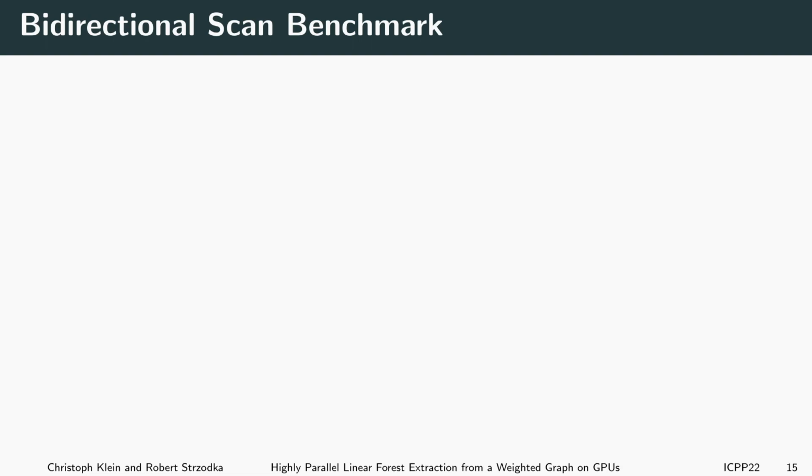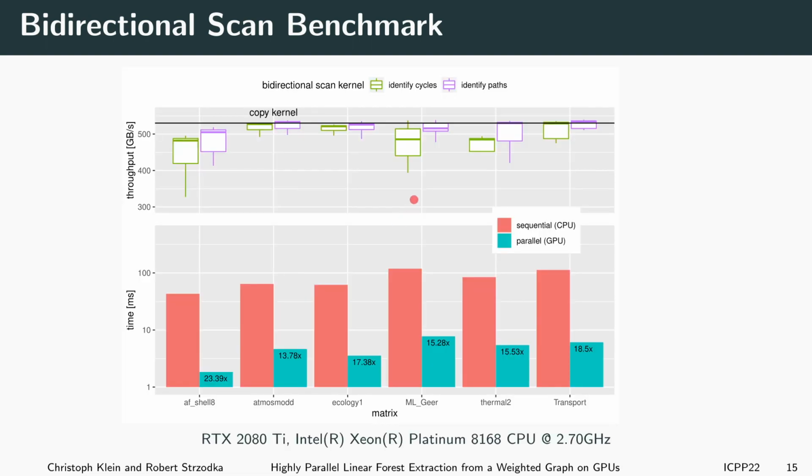Let's have a look at the performance of that. What we see in the upper plot is the throughput in gigabytes per second on a GPU, the RTX 2080 Ti. Here we cannot just show a single throughput because we have many kernel launches with an irregular access pattern, so we show these box plots. As a comparison, we show the copy kernel, which is essentially just a stream benchmark, so it gives us an estimate of the memory throughput limit. We use this bidirectional scan to identify the paths: find the path ID and the position of each vertex within a path.